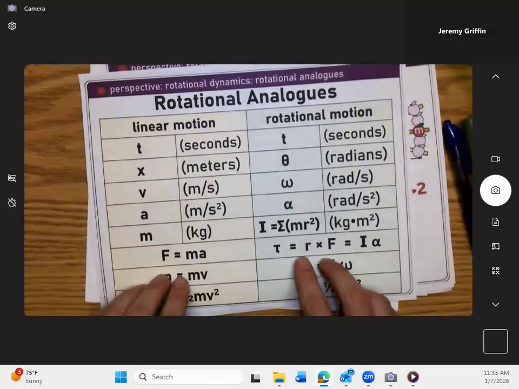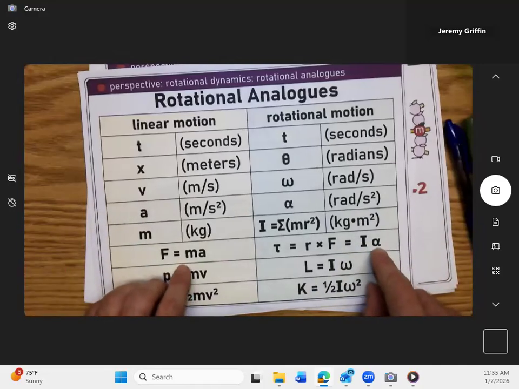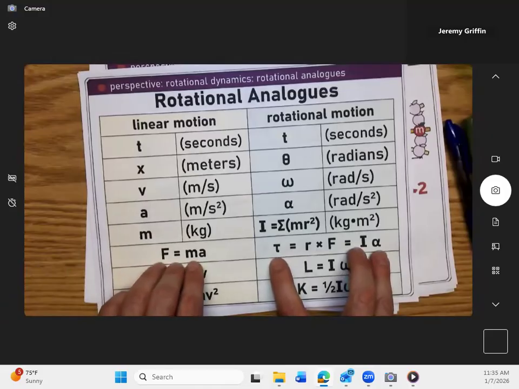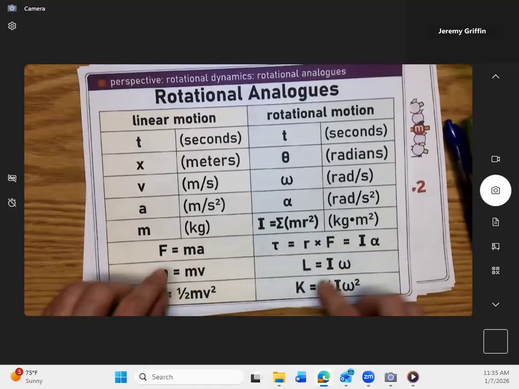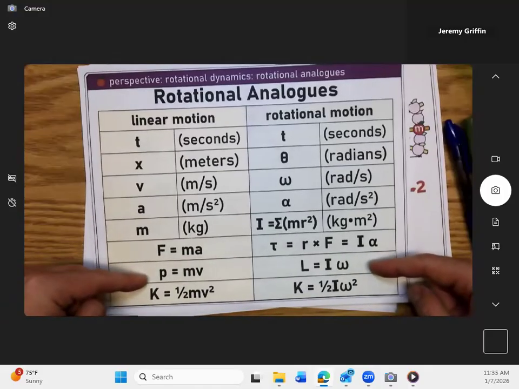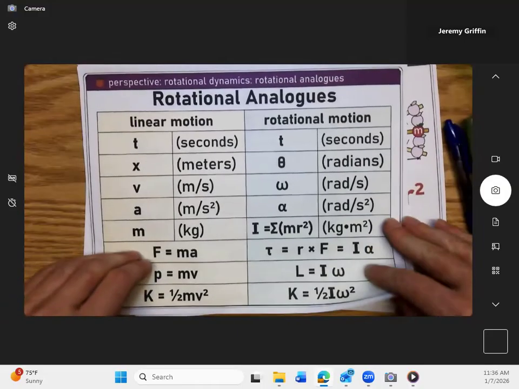If you have a net torque on something, it can cause it to accelerate in an angular sense. So tau equals I alpha takes the place of F equals ma. When we eventually start solving these, and these last two lines we haven't even gotten to yet, they are related to momentum and angular momentum, and then kinetic energy. So just a preview.